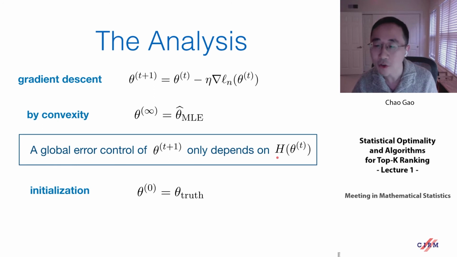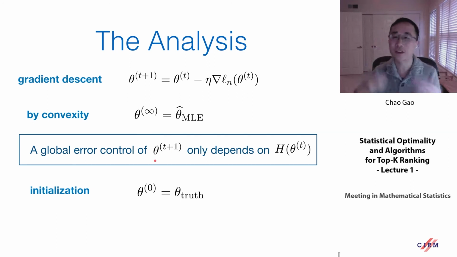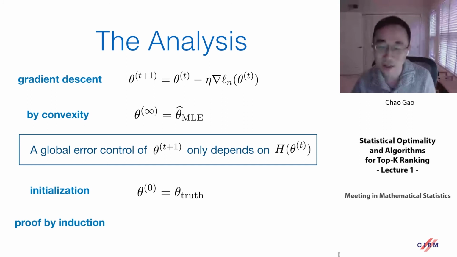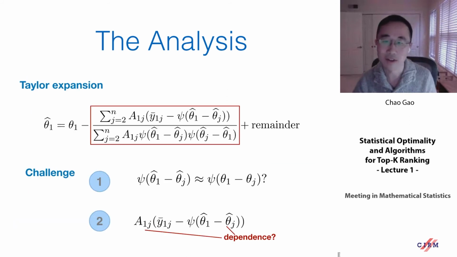At least we can control the Hessian at truth. Therefore, we can control the Hessian at initialization, and therefore we can control the global error of the gradient descent step at the first step, right? We can control theta 1. Now, if we can control theta 1, as a consequence, we can also control the Hessian of theta 1, right? If we can control the Hessian at theta 1, we can then have a global error control of theta 2. So by using a mathematical induction argument, we can apply this idea to find the global error control for the maximum likelihood estimator. This is how we address the first challenge.